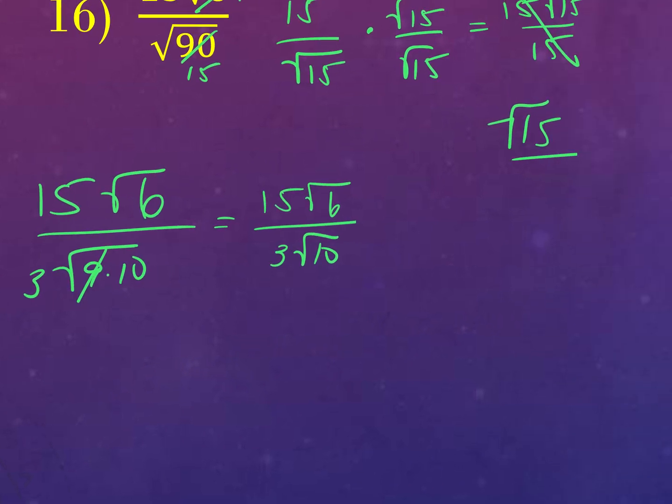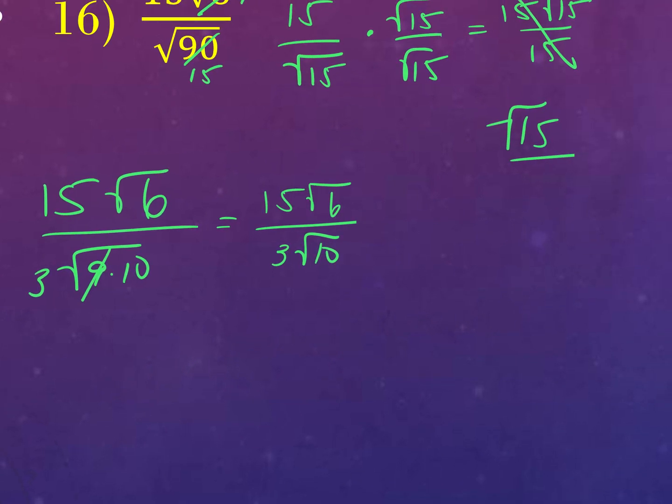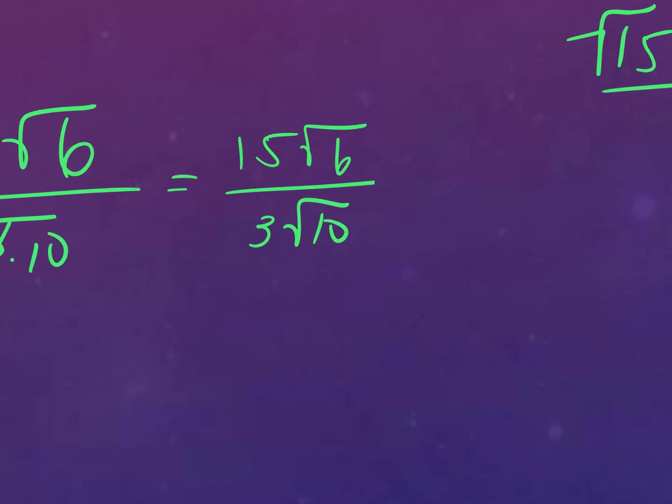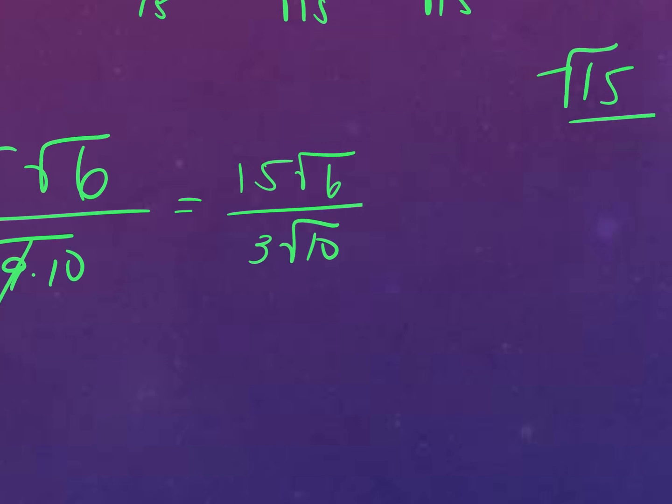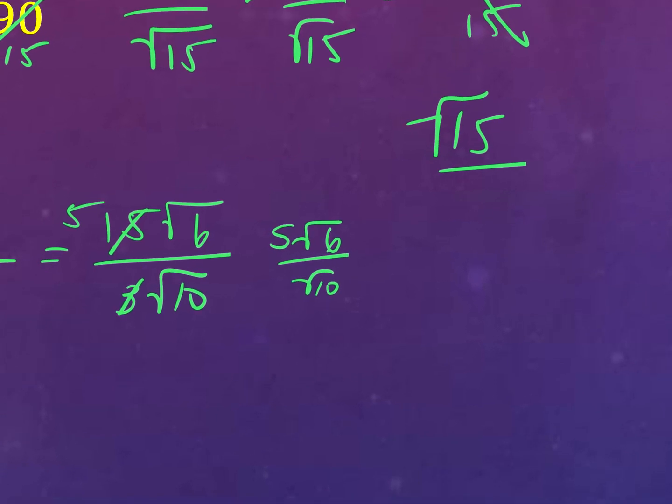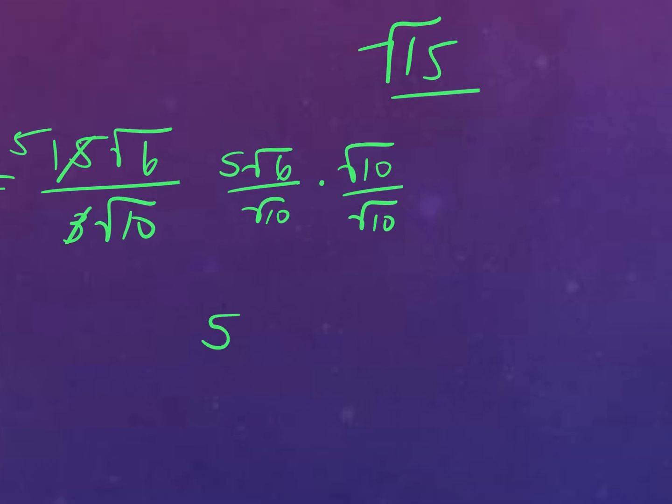Okay. So we can simplify on the outside, correct? So 15 and 3, this becomes 5. So you have 5 root 6 over the square root of 10. And then now what would I have to do? I got to multiply by the square root of 10 to rationalize. Good. So then you have 5 root 60 over the whole number 10. Now what?